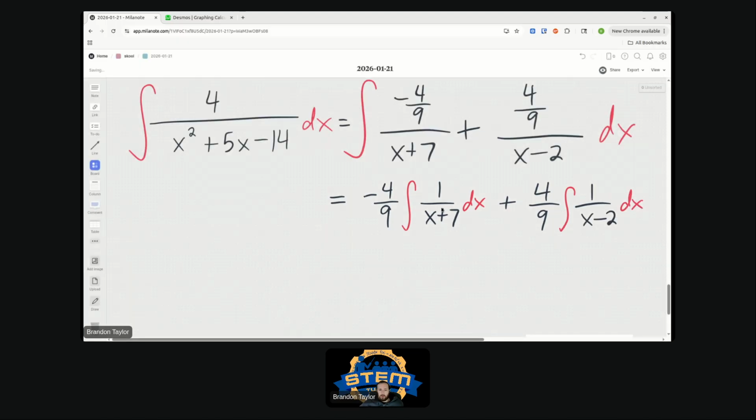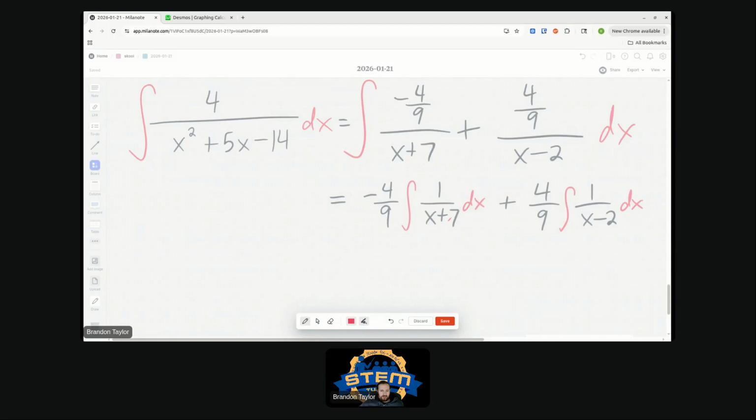What would that be? Well, what's the integral of 1 over x plus 7? And this is where you have to be comfortable with your integral rules, and you kind of have to be able to do a little bit of u-sub in your head here. This is not a hard u-sub, but think about it. It would be natural log of x plus 7.